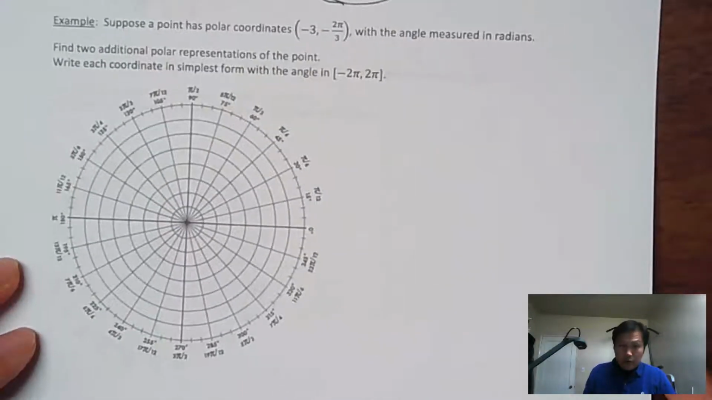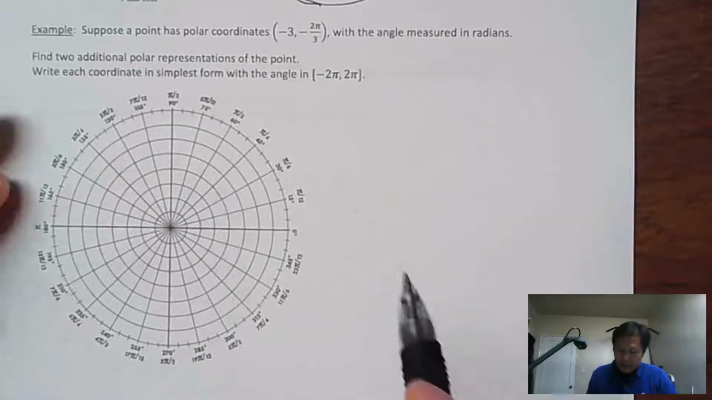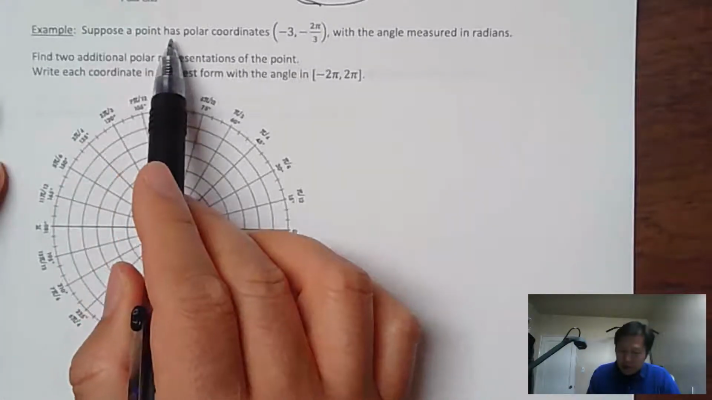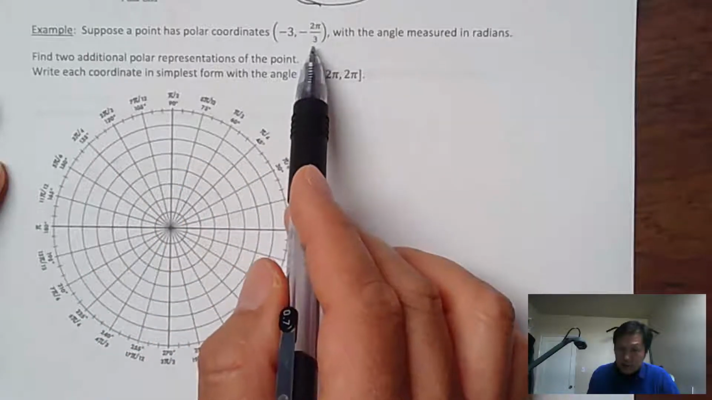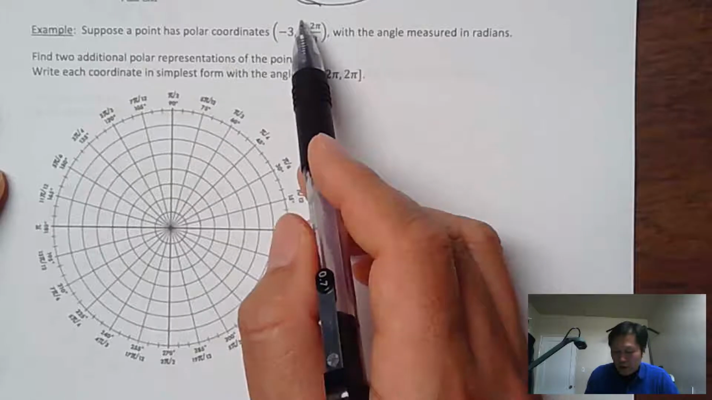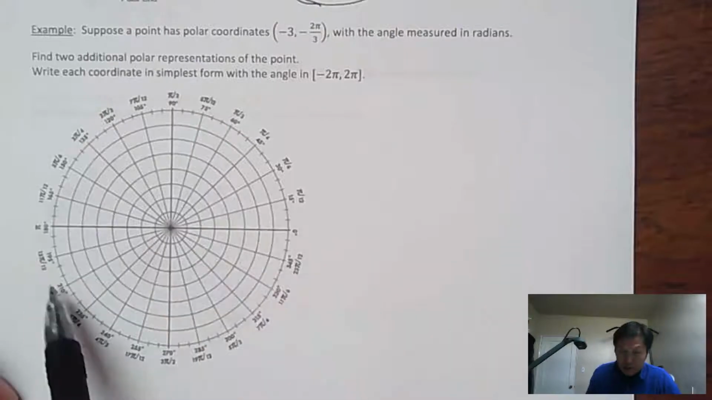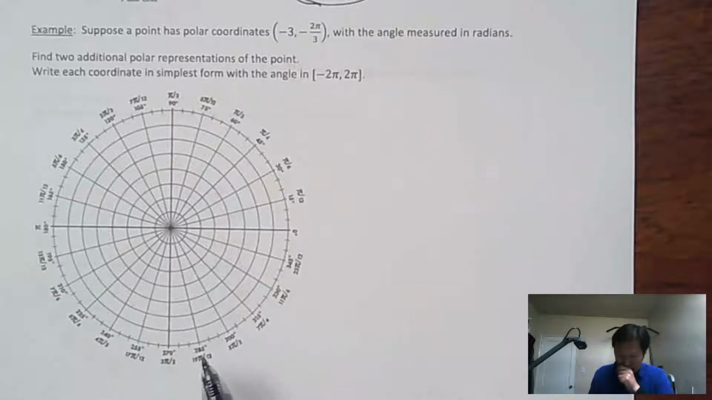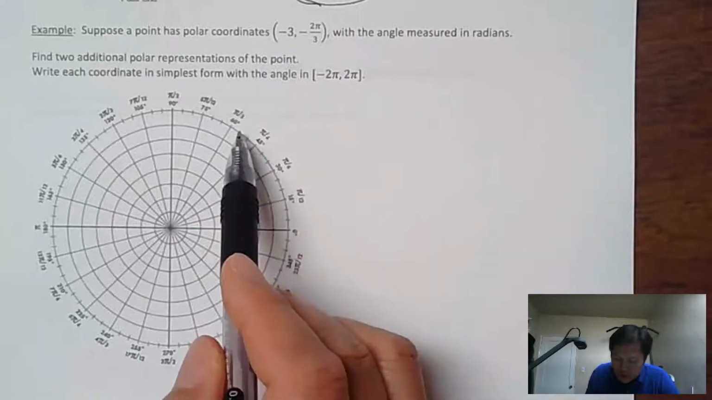So let me show you one more example. Suppose a point has polar coordinates of minus 3, minus 2 pi third. You could have converted that to degrees, but we do have this drawing available. So I'm going to look at 2 pi third as a positive 2 pi third.